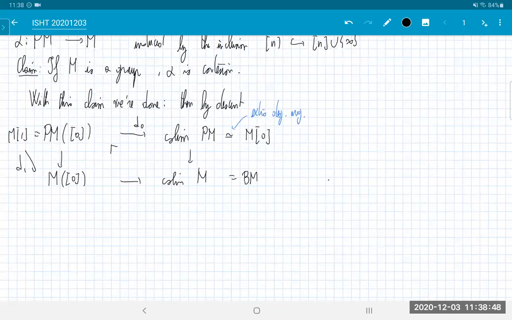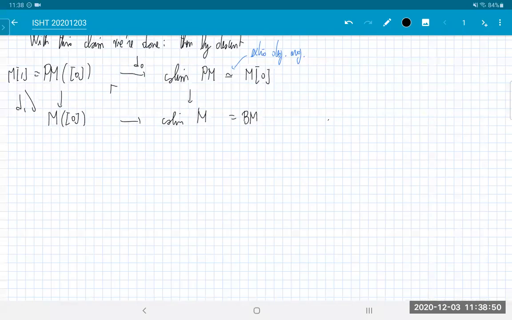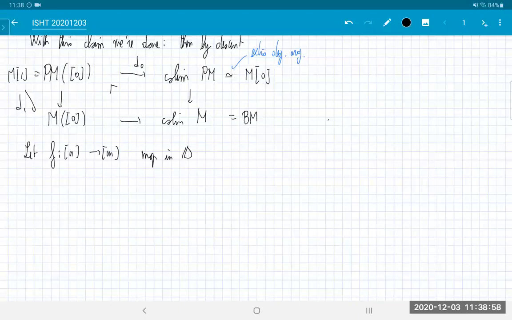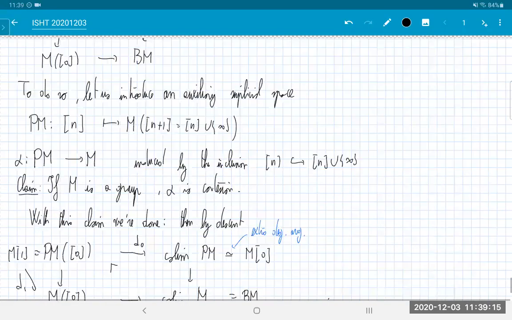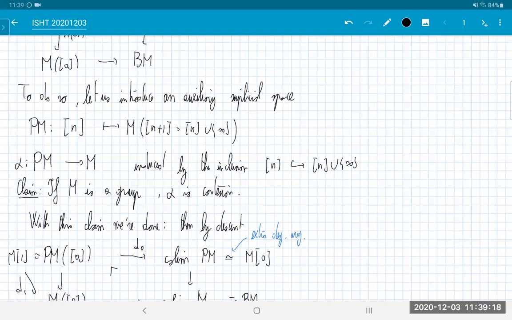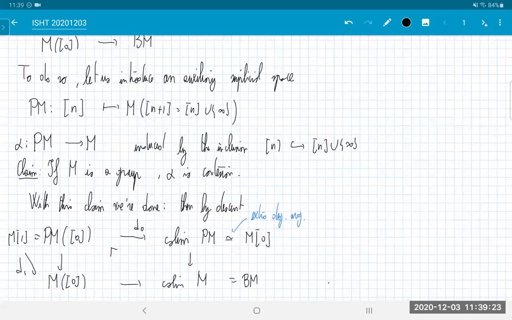Okay, so what does this mean? Let f from m to n be a map in delta. We need to show that P of M of m goes to P of M of n. Excuse me, where did you define alpha? Oh, sorry. Alpha is the map induced by this inclusion. Okay, thank you. Let me stop for a second and let you stare at this page.